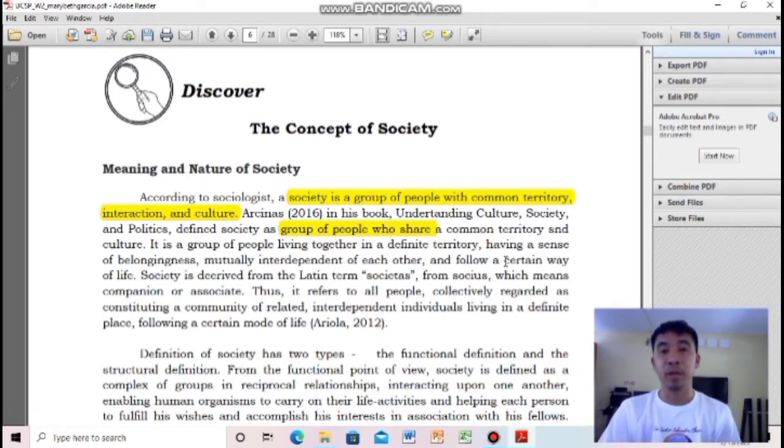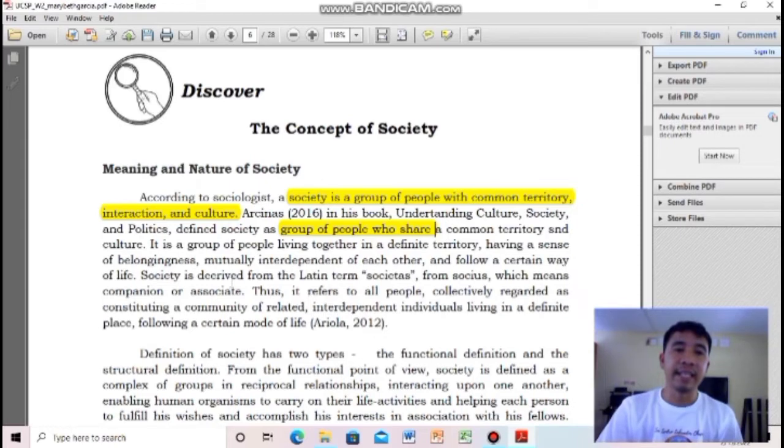Na, kumbaga, example, diri sa aton nga barangay, matawag kita nga society man. No? Ang banwa, belonging kita sa banwa, isa man kita ka society. Sa province, isa man kita ka society. Sa Pilipinas, isa man kita ka society. Because we possess the elements or criteria to be called as a society.